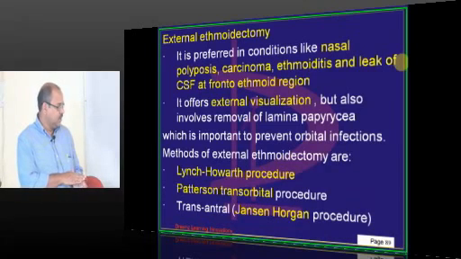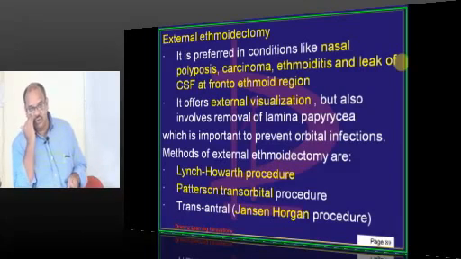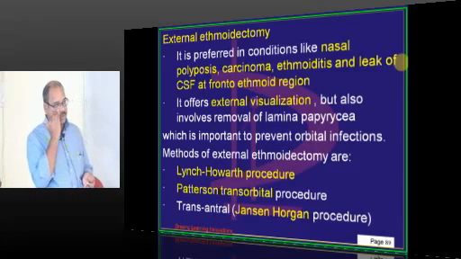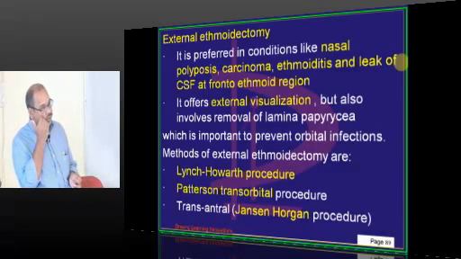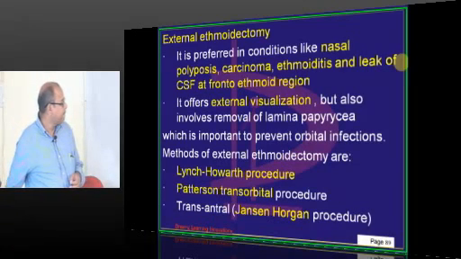And transantral Jansen-Horgan procedure is transantral through the Caldwell-Luc approach, maxillary sinus antrostomy. You approach through the orbit into the frontal sinus. That is called Jansen-Horgan procedure. And Lynch-Howarth procedure is external frontoethmoidectomy.